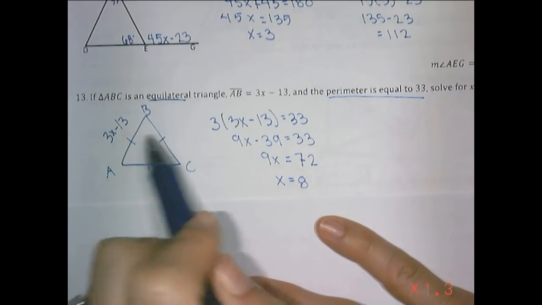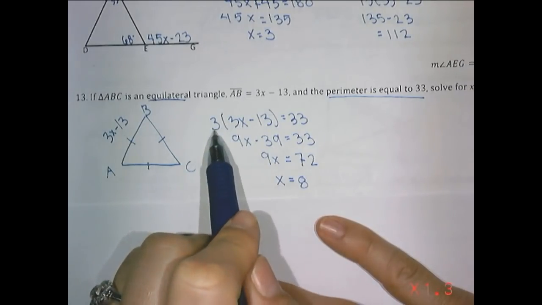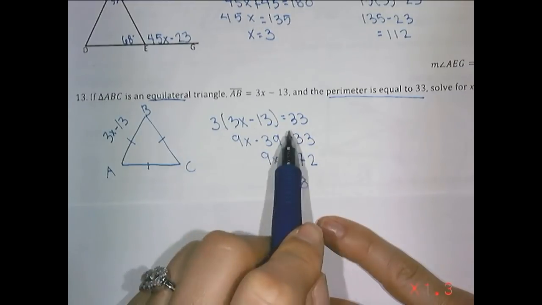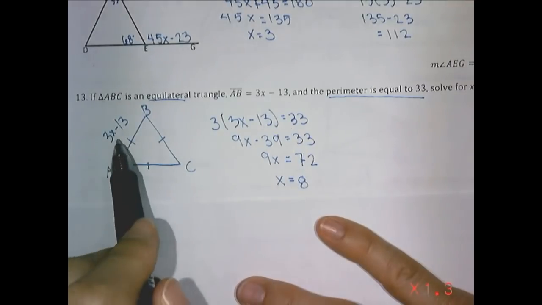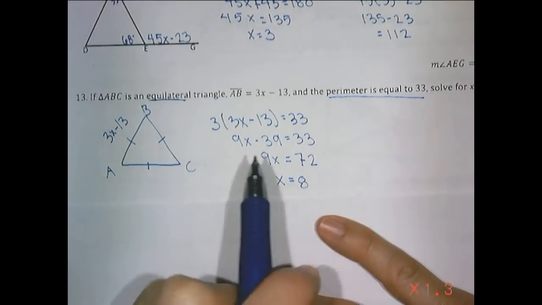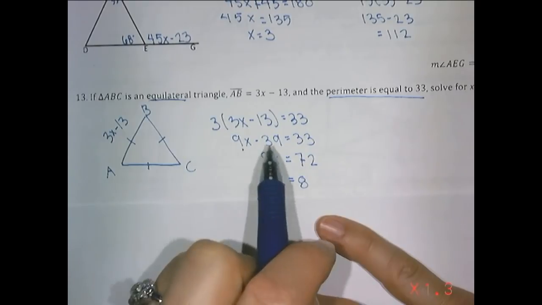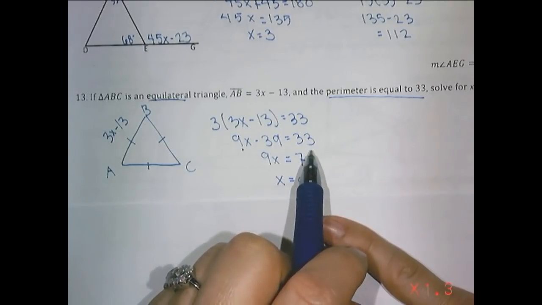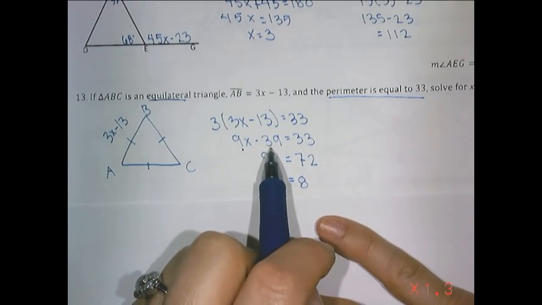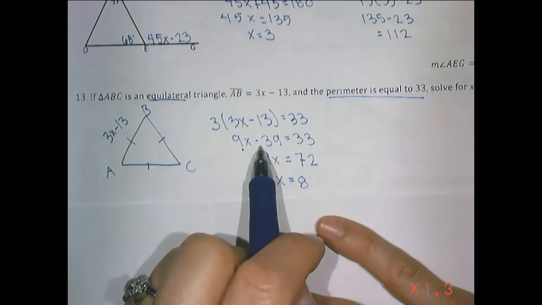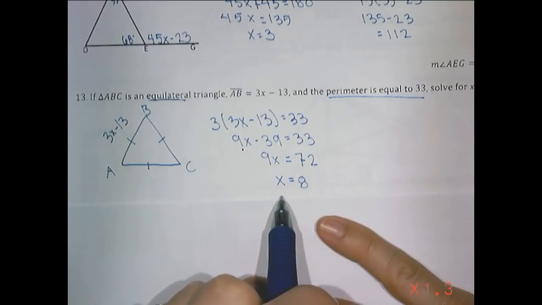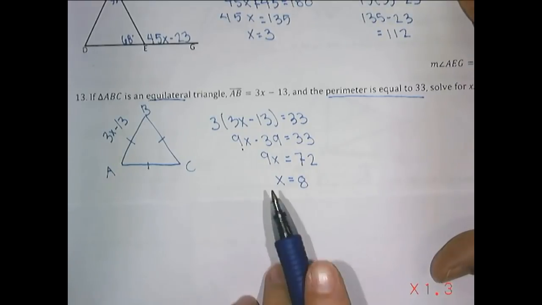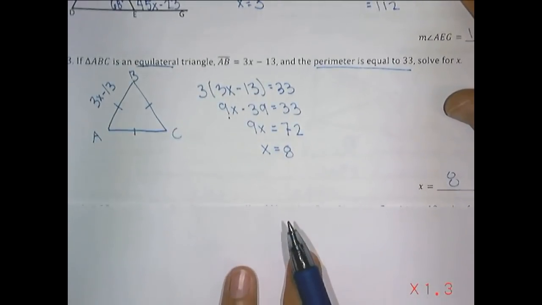I'm going to take that 3x minus 13 and multiply it by 3. And then I'll set it equal to 33 because that's the perimeter, all of the sides added up. I'll end up with 9x minus 39 equals 33. I'm going to add 39 to both sides, add it because it's being subtracted. I'll end up with 9x equals 72 and x equals 8. When I divide by 9 and divide by 9, x equals 8.